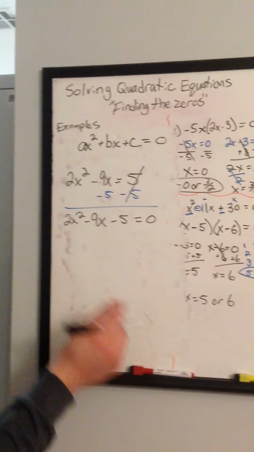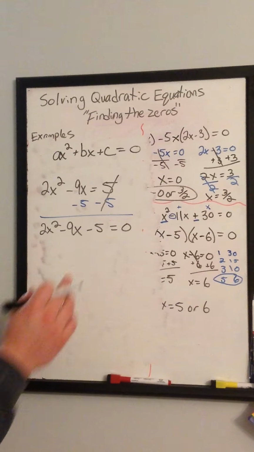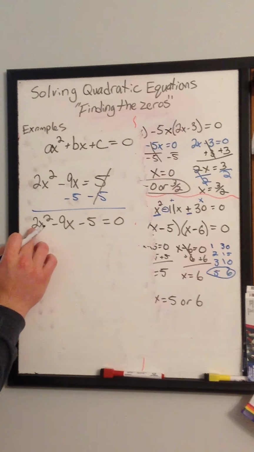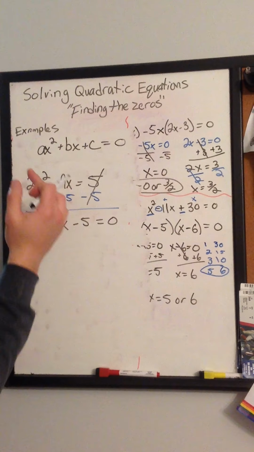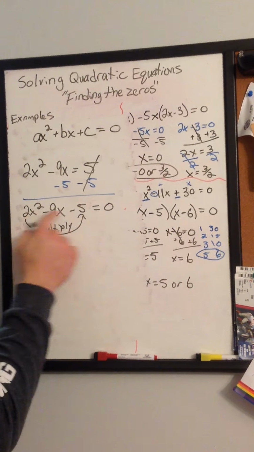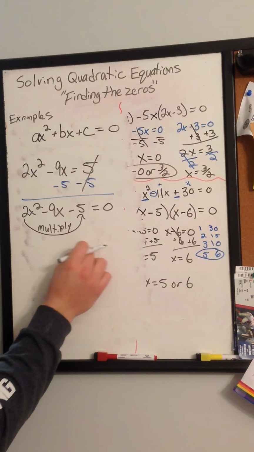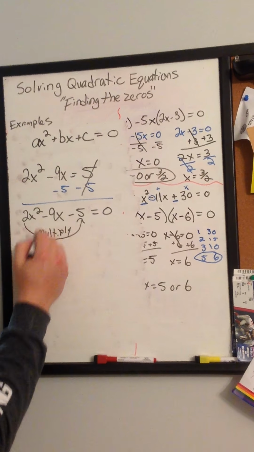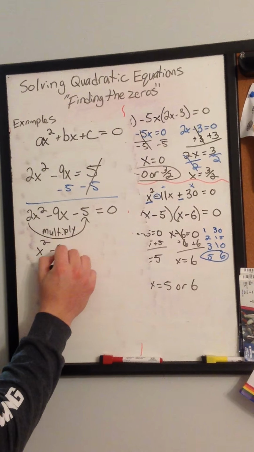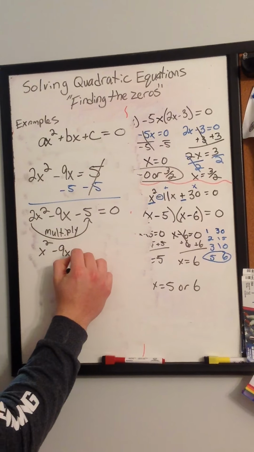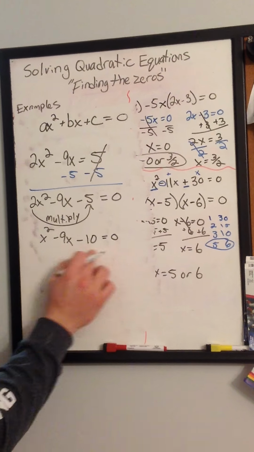Now we want to factor, okay? And if you remember, we went over specific ways to factor an equation when a, the number in front of the x squared, wasn't equal to 1. We did this method here. We took a and multiplied it by c. So 2 times negative 5. Remember, that became the number on the right-hand side. So we had x squared minus 9x minus 10, since 2 times negative 5 is negative 10. From here, this is when we factored.